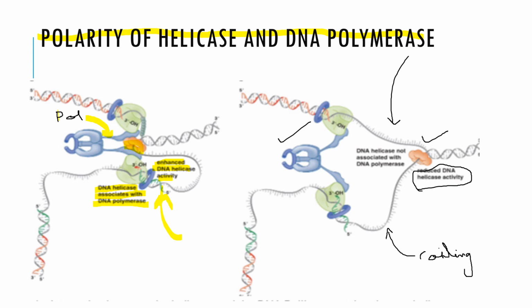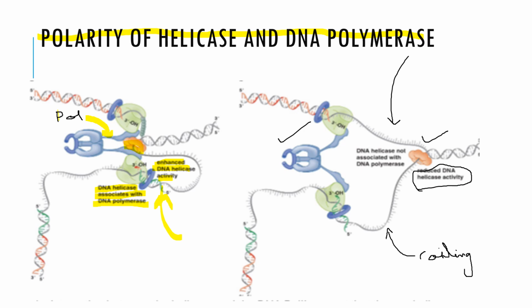So the polarity of the helicase and DNA polymerases, they both are very important. If they are working together, helicase is unwinding the DNA strand, and simultaneously the DNA polymerase is attached to the helicase. The DNA polymerase is responsible for the polymerization of the DNA strand. But if there were no polarity, the helicase would unwind the DNA strand fast and DNA polymerase 3 would be left behind. In that case there would be the chance of coiling.